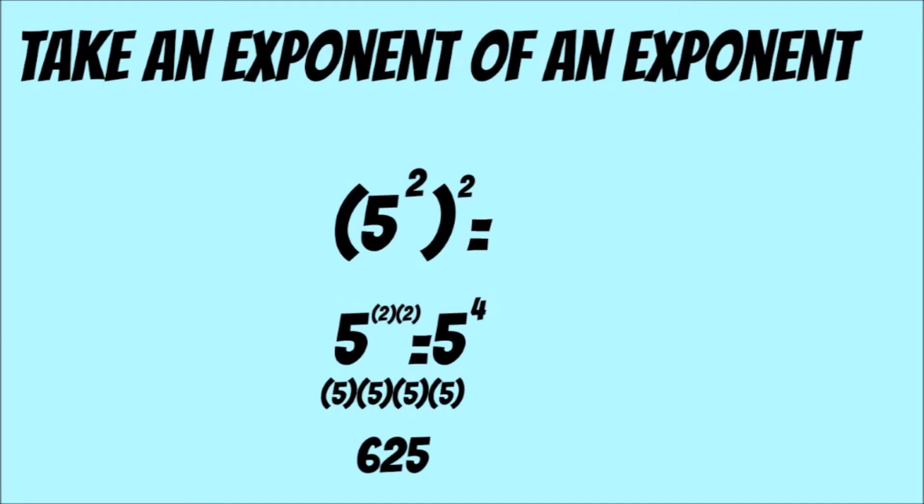When you take an exponent of an exponent, all you really have to do is multiply both of the exponents together. You leave the base the same. So you just have to multiply 2 times 2 and you get 4. Now you have 4 5s that you multiply together. So 5 times 5 is 25. 25 times 5 is 125. And 125 times 5 equals 625. And that will be your answer.